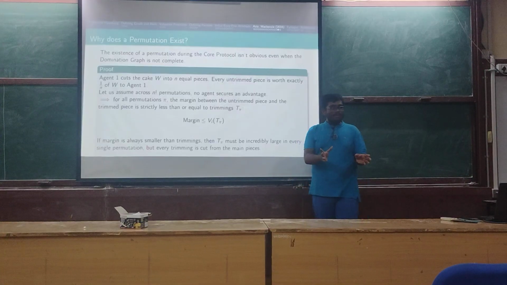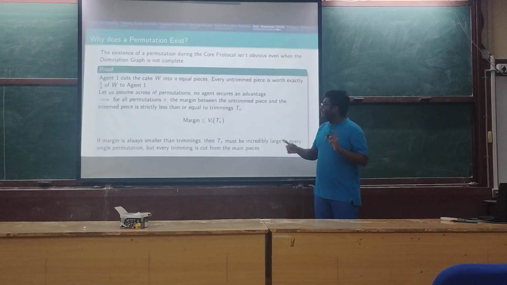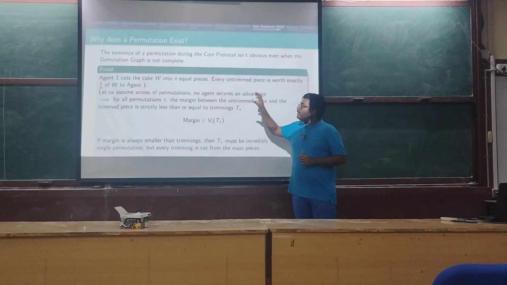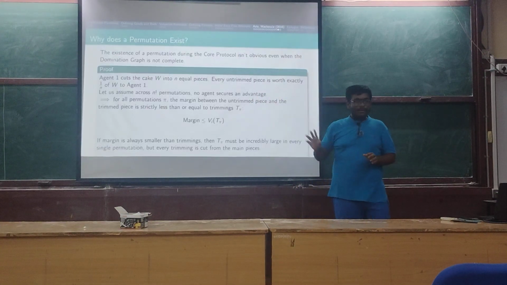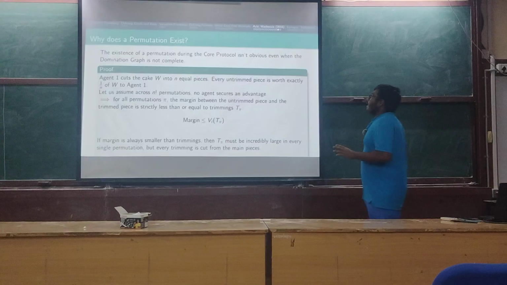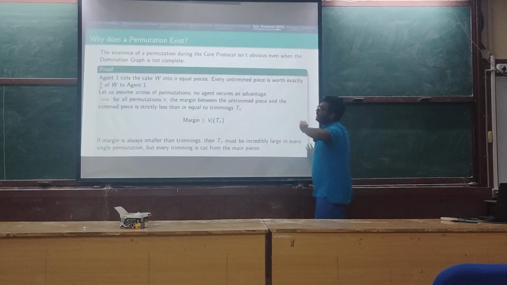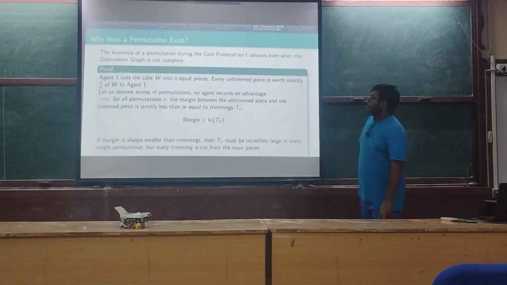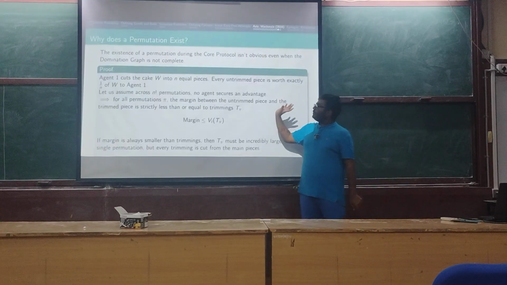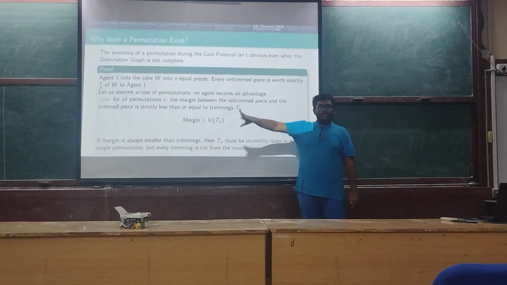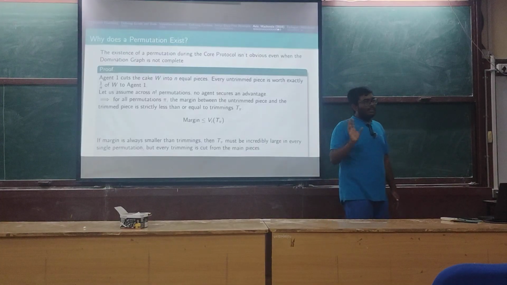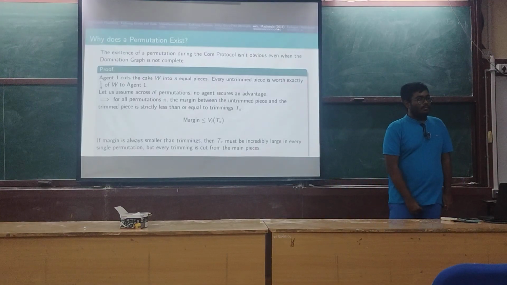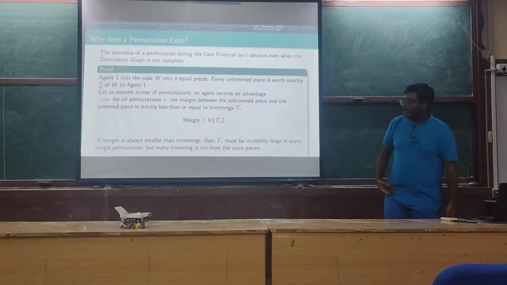So here's a rough sketch. I have tried to simplify it as much as I could. I couldn't do it in less than this. So say agent 1 cuts the cake into n equal pieces, and every single untrimmed piece is worth exactly 1/n of W to agent 1. So let us assume that across n factorial permutations, no agent secures an advantage. That's exactly what we want, right? If somebody got an advantage, then we would be able to distribute.